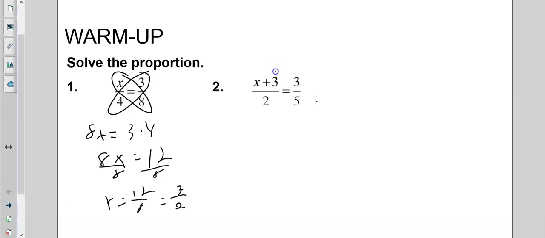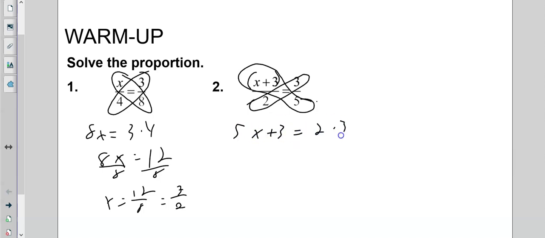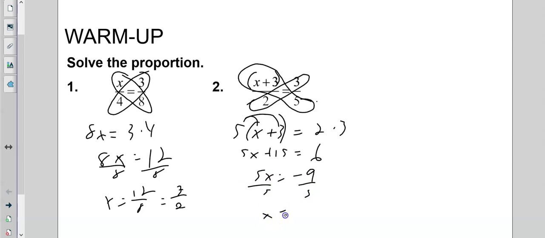Now, this one you've got to be careful with. Whenever you have a plus or minus, a binomial, you must use parentheses. So the most common mistake, don't write this down, is to write this: 5x plus 3 equals 2 times 3. Problem is, the 5 is just being multiplied by the x, not the 3. We must use parentheses. So we get 5x, but also 15. Now I'm going to subtract 15 and get negative 9. Divide by 5, and there's my answer, negative 9 over 5.